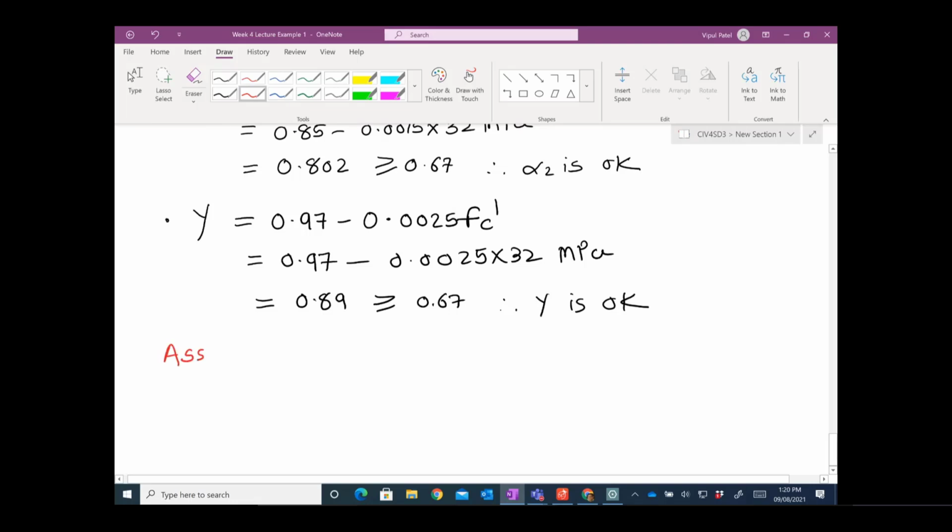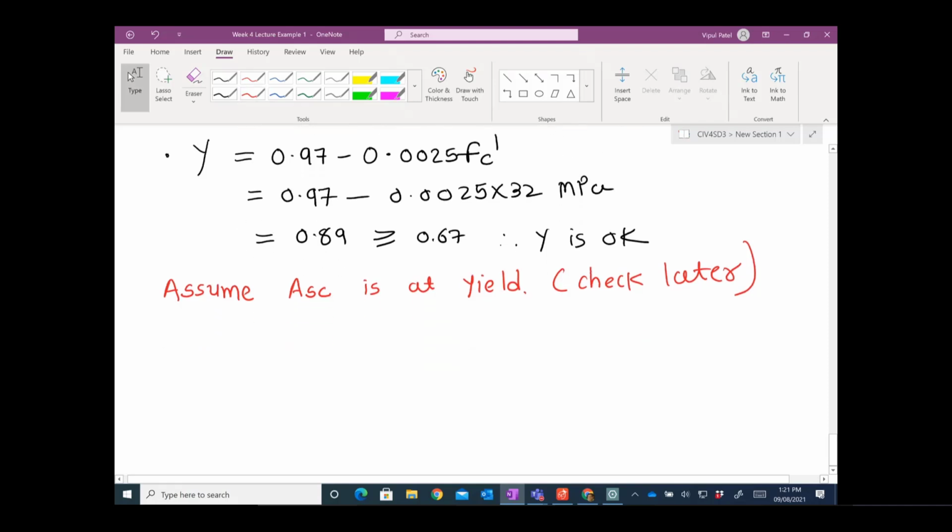So I would like to make a very bold assumption. Bold assumption meaning that it will not work. Let's say Asc, which is the top steel, is at yield. Okay, for mathematical reasons, let's assume that it is at yield and we're going to check later. We need to make sure that it's not yielded, and if it's not yielded, what would we do? Let's assume for mathematics, it's at yield.